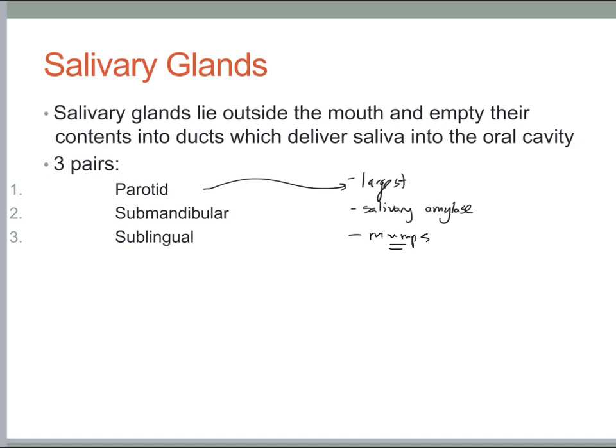Now again, the clinical condition: people who suffered from mumps would get swollen parotid glands, and the doctors called them chipmunk cheeks. If you've ever seen chipmunks store food in their cheeks, this is exactly what this virus did to those glands.